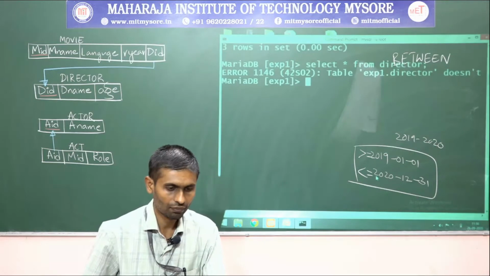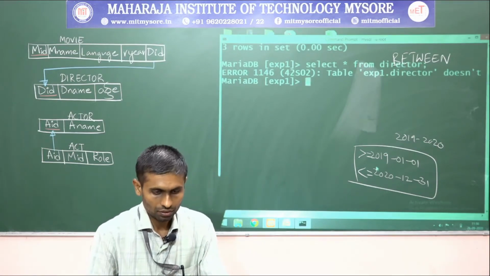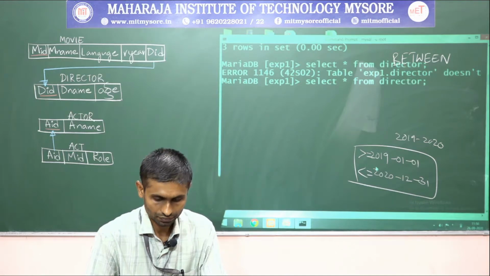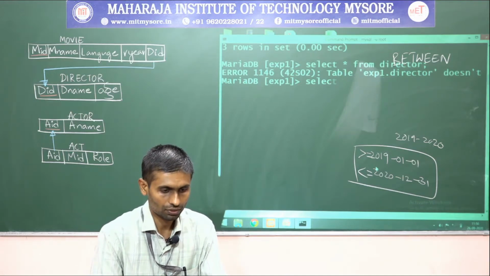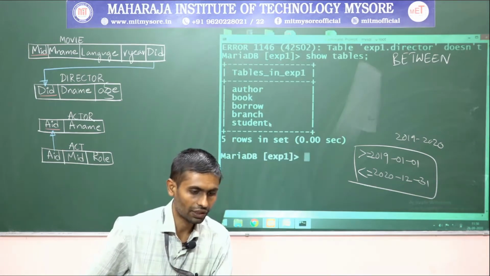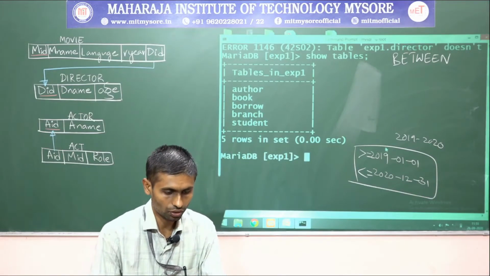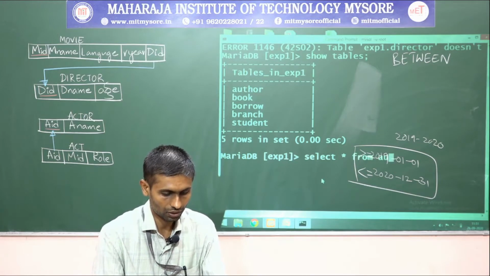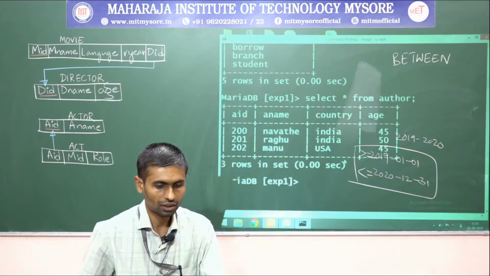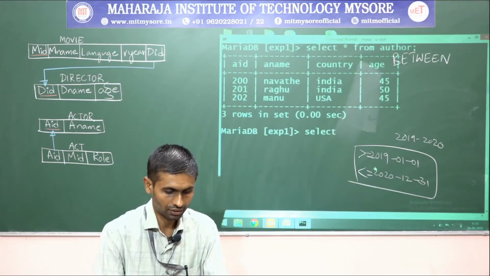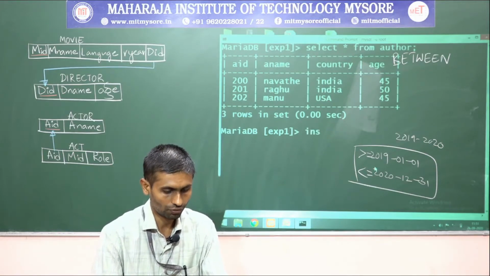Yes, sorry. There is a spelling mistake. What is that? Show tables. Let me display the tables. So we don't have a director here. We are having a student, right? Student with age, could be author with age, right? Let me take up select star from author. Yes, author with age we are having. So for author, let me insert a few more values.